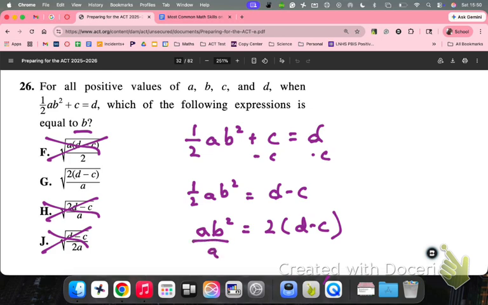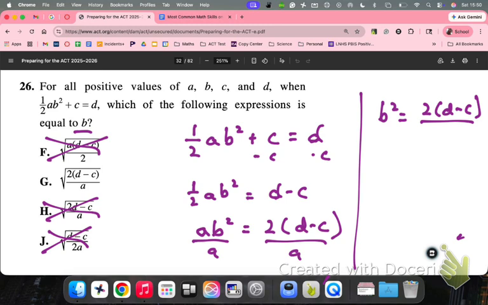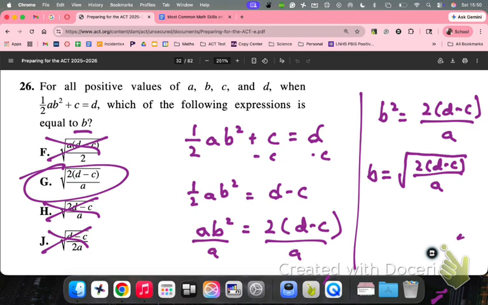To go further, I need to divide both sides by a, and I'll get b squared equals 2 times d minus c over a. And then that's what b squared equals. If I take the square root of both sides, I'm going to get b equals the square root of 2 times d minus c over a, which is the answer g, just as we suspected.